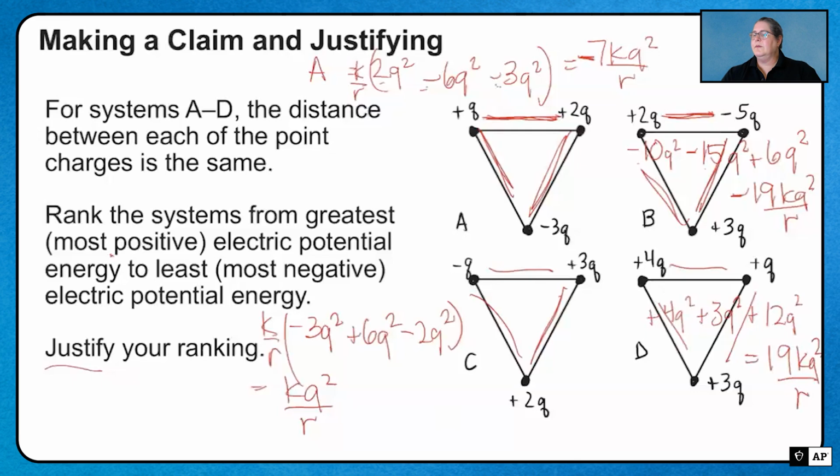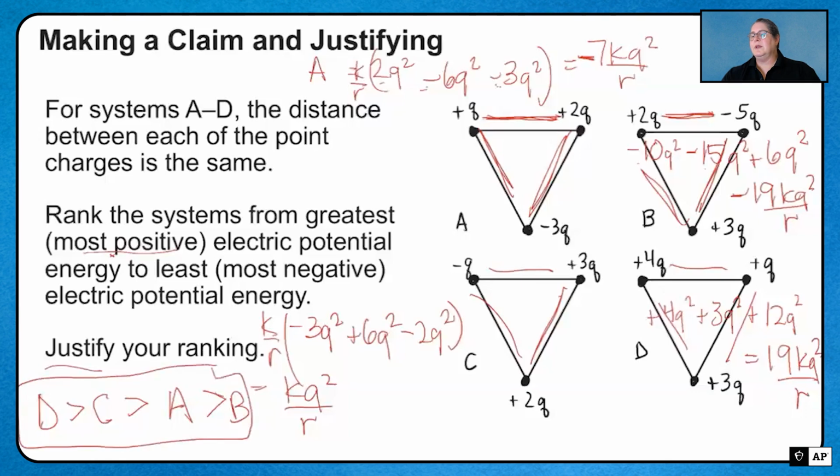So now we can rank them. The most positive is going to be D. The next one that is positive is C. And then my very last one should be the most negative, which is going to be B. And so A goes right here. So here's my ranking based on what they asked me to rank. My justification is all the work that I've done on the page to get there.